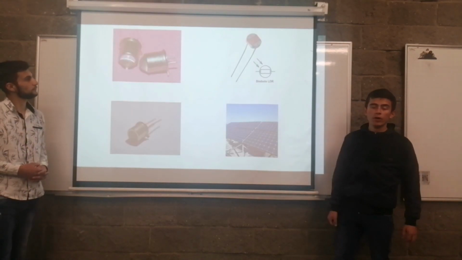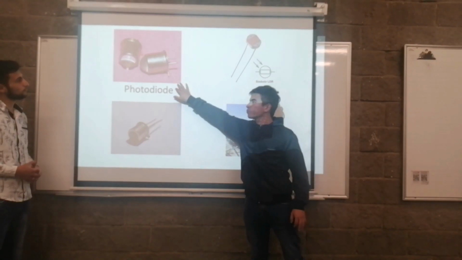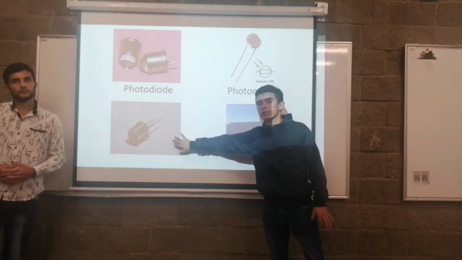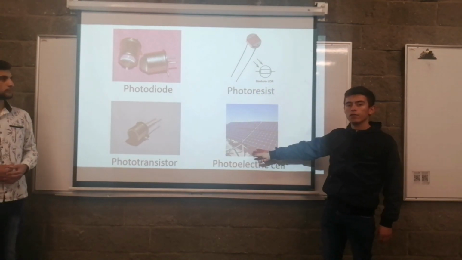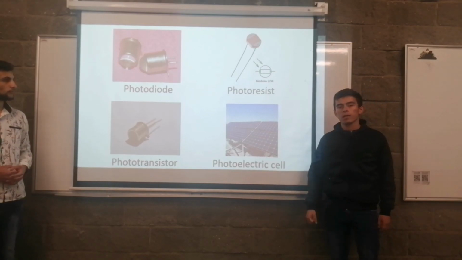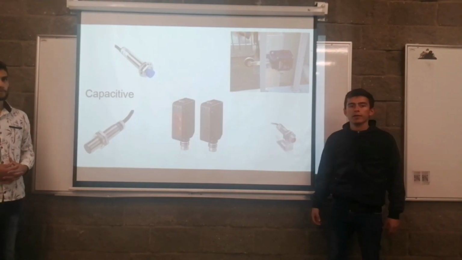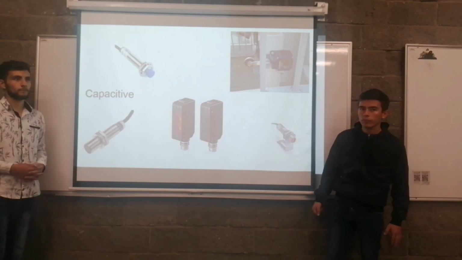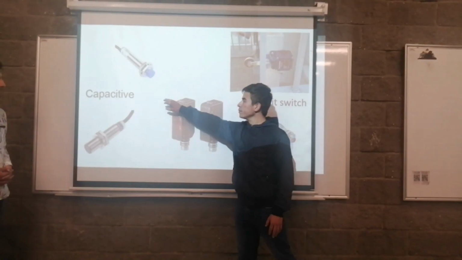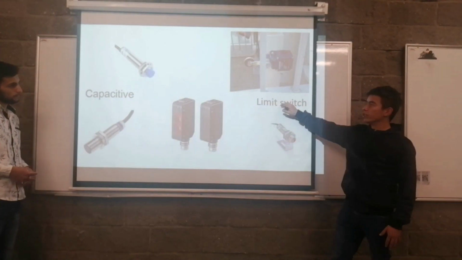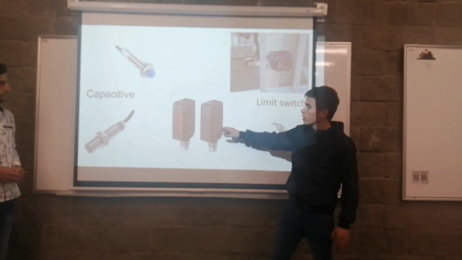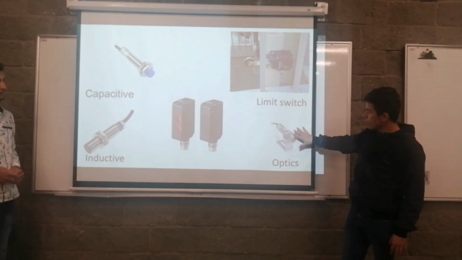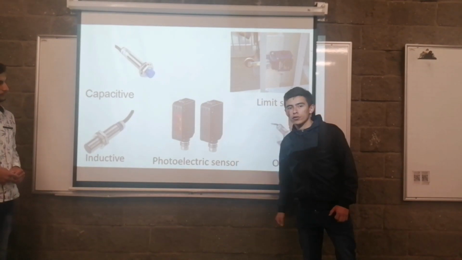In this part, we can find a photodiode, a photoresistor, phototransistor, and photoelectric cells. Another type of sensors is proximity sensors or presence sensors. We can find capacitive, limit switch, inductive sensors, optical sensors, and photoelectric sensors.